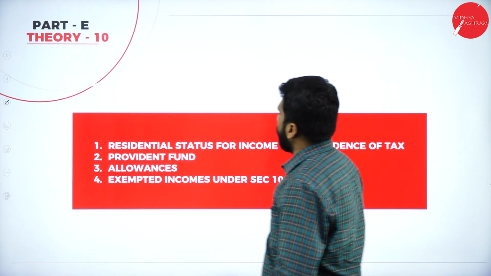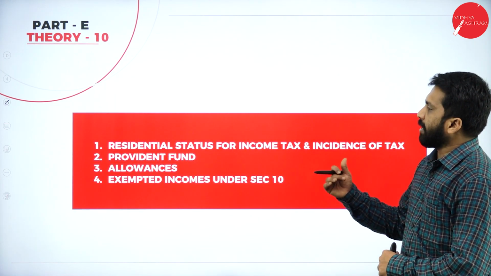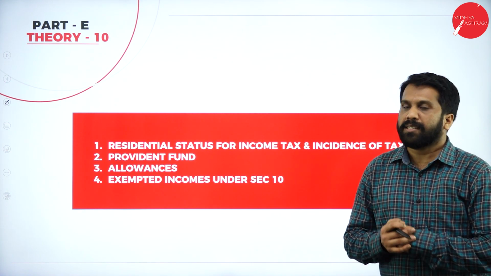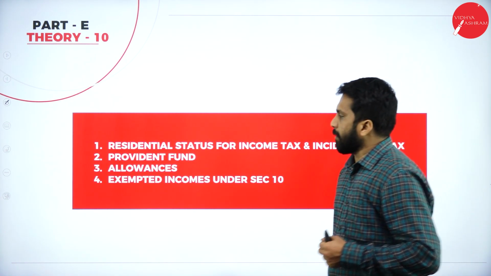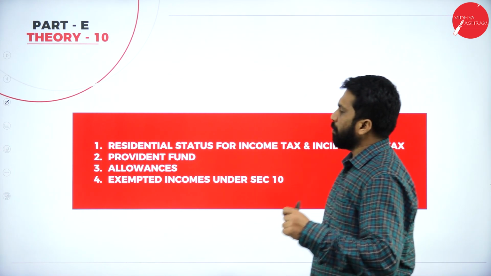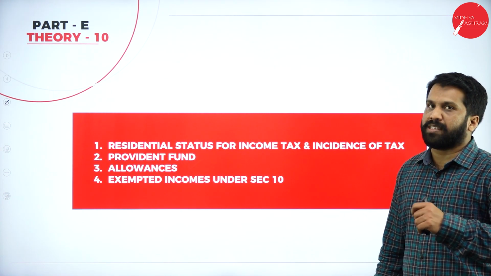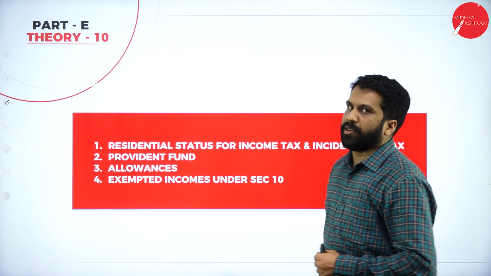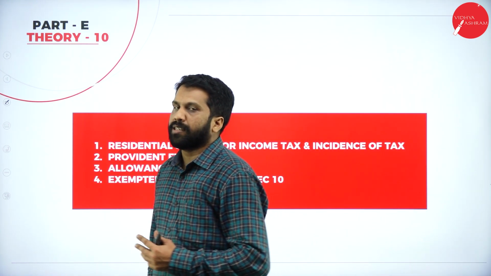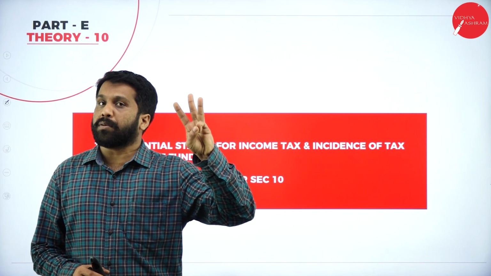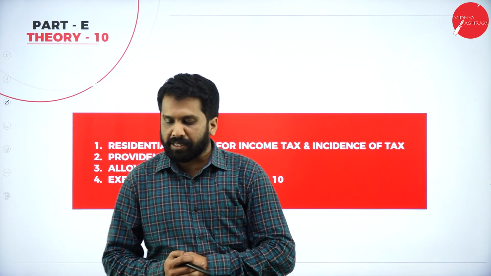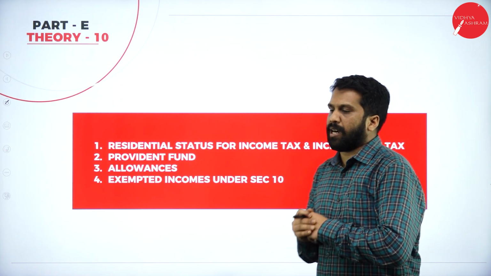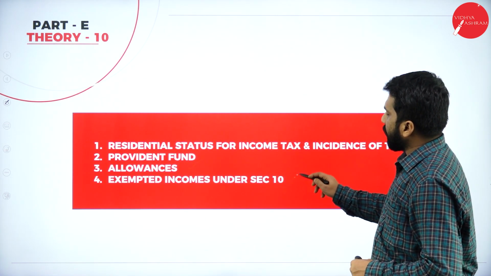Then, your 10 mark questions like residential status and provident fund, types of provident fund, allowances, compulsory questions without miss, like education allowances, hostel allowances. What is a hostel? 300 per month is exempted. Hill area allowances, tribal area allowances, all this comes under allowances. Exempted income under section 10.